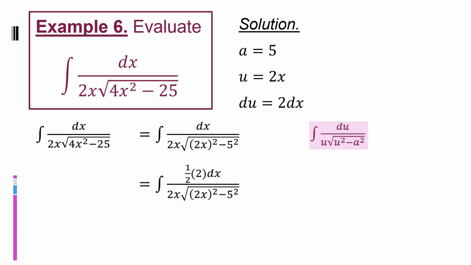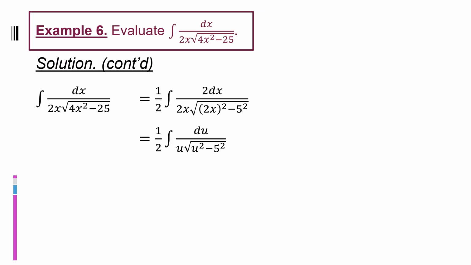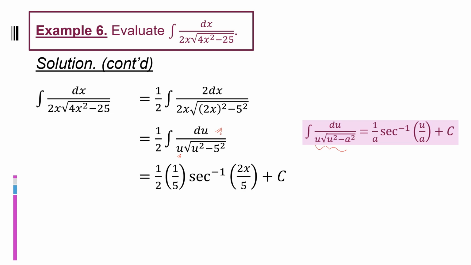Now, since 2x yung ating du, kailangan magdagdag tayo ng 1/2 times 2. So, ilabas natin yung 1/2. We have 1/2 times the integral of 2 dx over 2x square root of 2x squared minus 5 squared. By substitution, we now have 2 dx is just equal to du. Then 2x is u, square root of u squared minus 5 squared. So since kamukha na niya ito, then we can now use this. So we now have 1/2 times 1/5 arcsecant 2x over 5 plus c, or that is 1 over 10 arcsecant of 2x over 5 plus c.